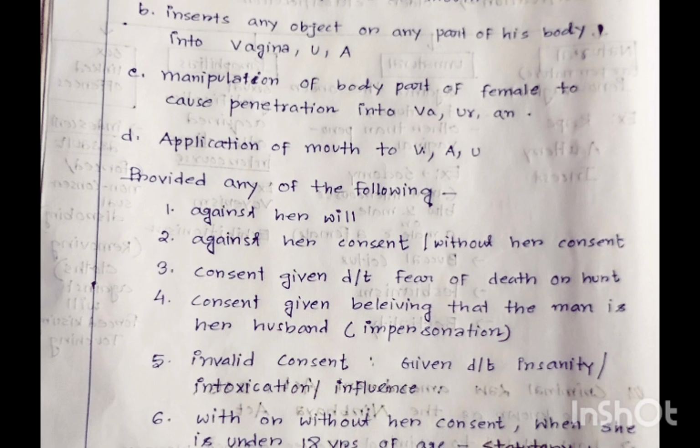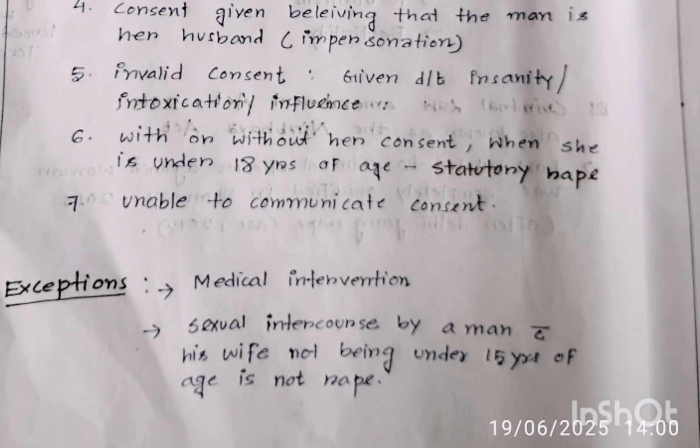One is against her will, against her consent, that is without her consent. Consent given due to fear of death or hurt. Another one is consent given believing that the man is her husband, that is impersonation. Another one is invalid consent, that is given due to insanity, intoxication, influences, that is under any drug. With or without her consent when she is under 18 years of age, that is statutory rape. And another one is unable to communicate consent.